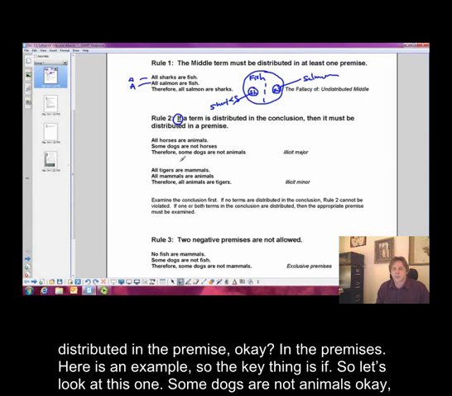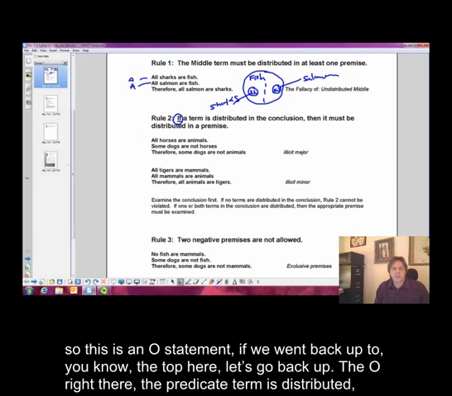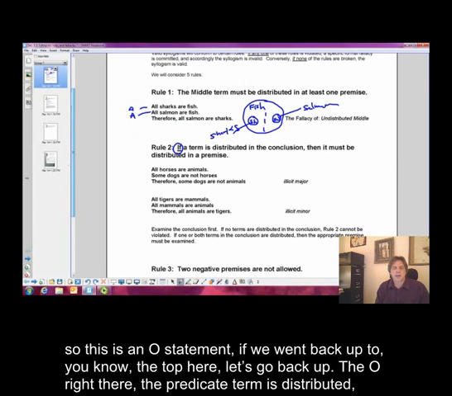So let's look at this one. Some dogs are not mammals. Okay, so this is an O statement. And if we went back up to the top here, let's go back up.